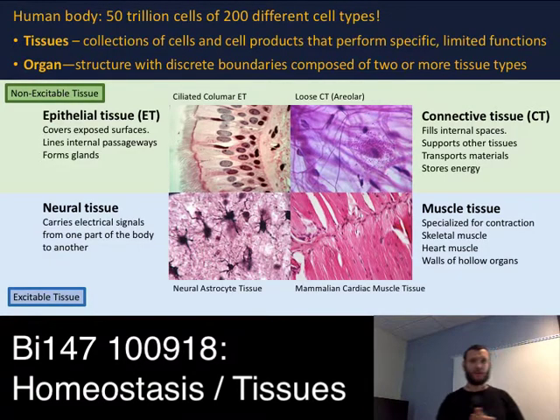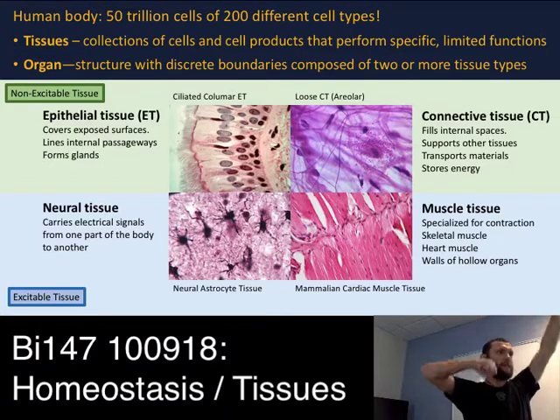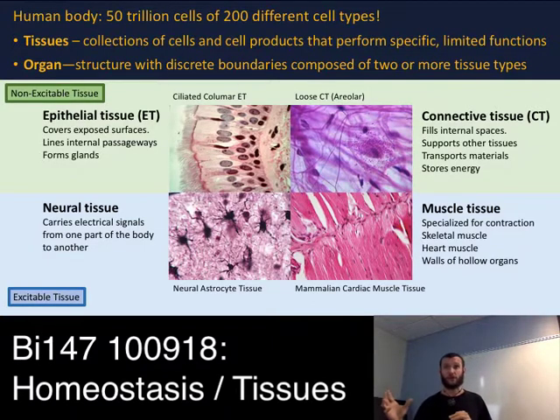So a couple definitions. A tissue. We're still climbing that ladder of life. Tissues are collections of cells and cell products that are going to perform specific but limited functions. There's a very specific function that a tissue is going to perform, and it is limited. An organ is some kind of structure that can be made up of multiple tissue types. It's going to have discrete boundaries. You can point to its boundaries, its margins. That is an organ.